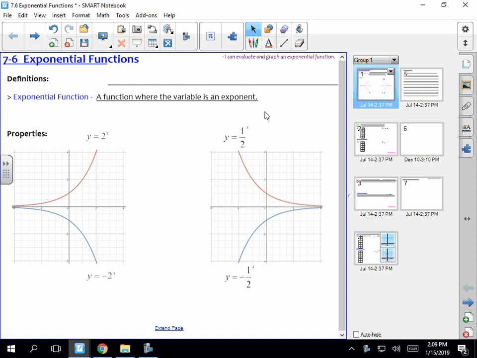Well, this one is a function where the variable is an exponent. So this is pretty different. See how the variable is an exponent here? That's y equals 2 to the x. So I think we could answer our little problem. Did you figure it out already? 28 days. How many pennies do you have?